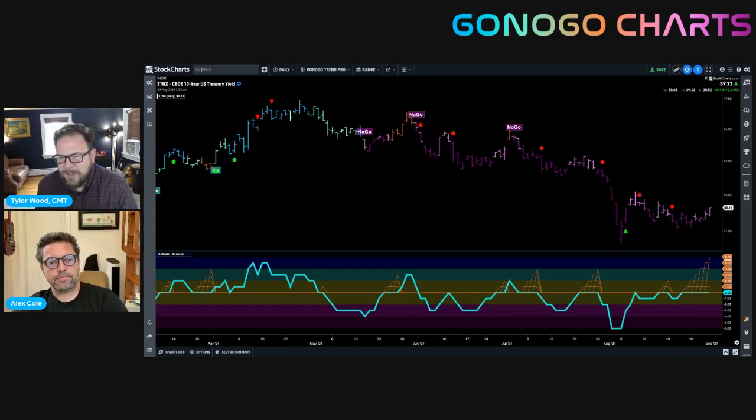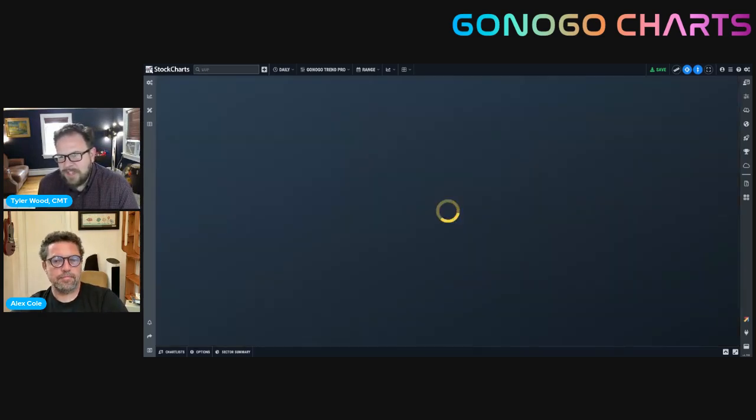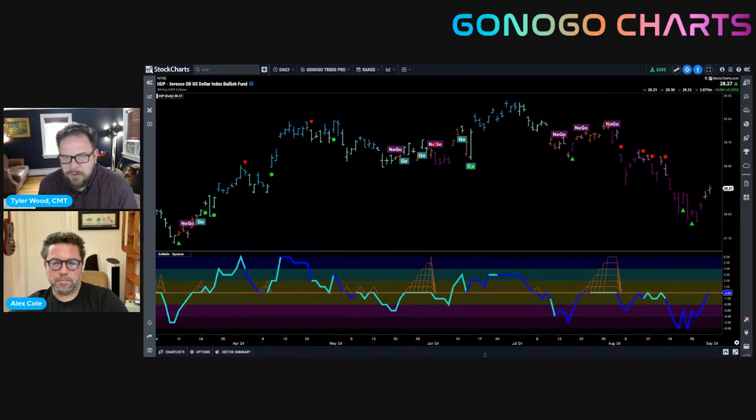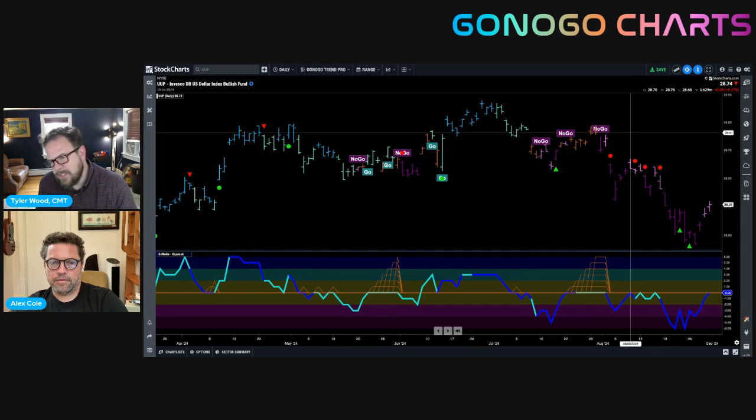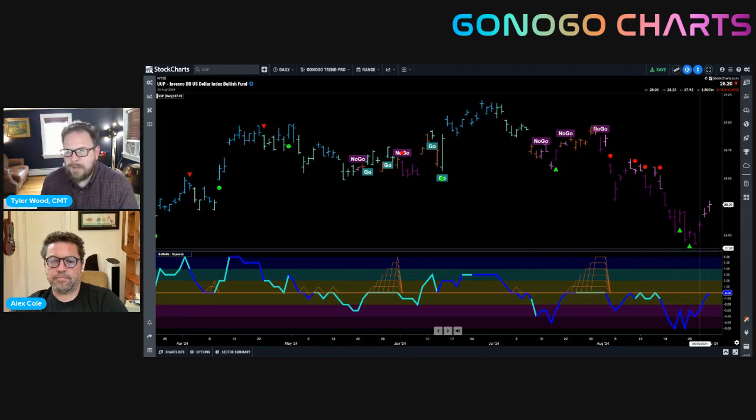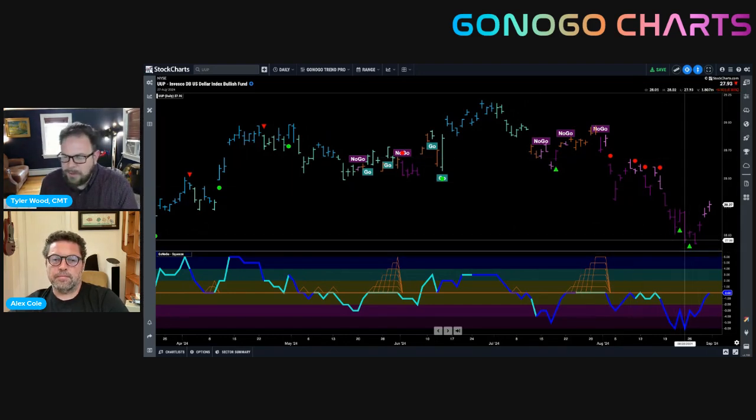Alex, let's move on from the TNX. Let's take a look at the US dollar. We like to use ETF proxies for the dollar index. The UUP is the ticker symbol. That gives us a sense of volume at which this is trading as well. Talk to us about the technical picture here for the US dollar.